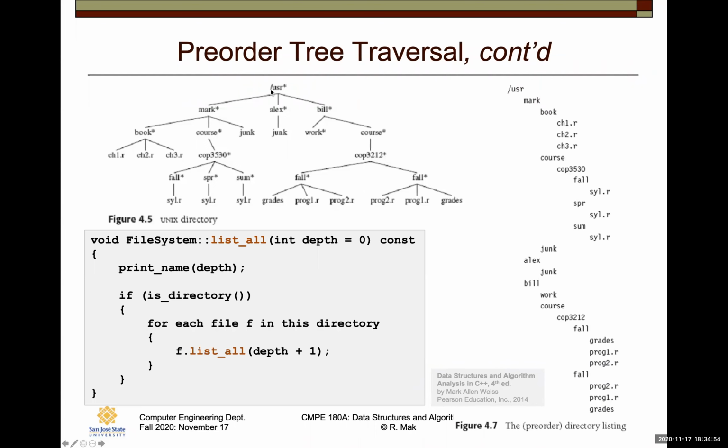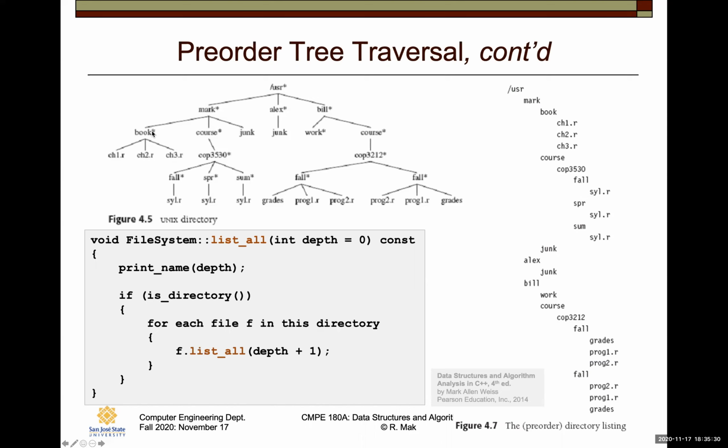First thing we do when we visit a node is go ahead and do whatever operation. So we print out usr, then we go and recursively visit the children. So here I am visiting Mark. First thing I do is print out Mark, and then I have to go visit Mark's children. Well, the first one is book. So here we write out book, and now we visit book's children, and that causes us to print out CH1, CH2, and CH3. So here they are.